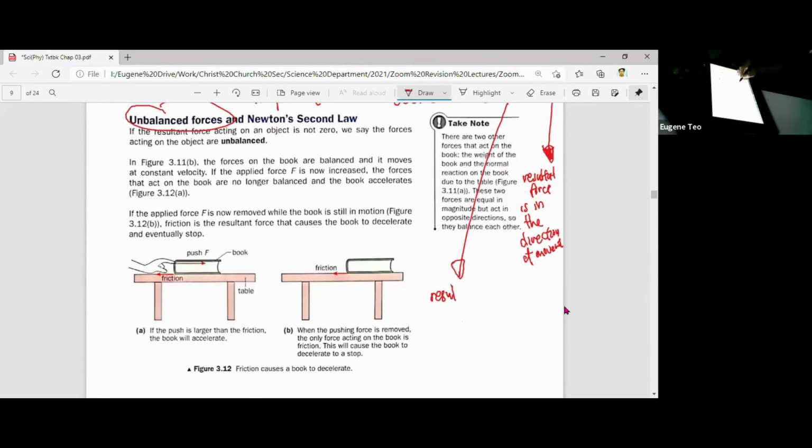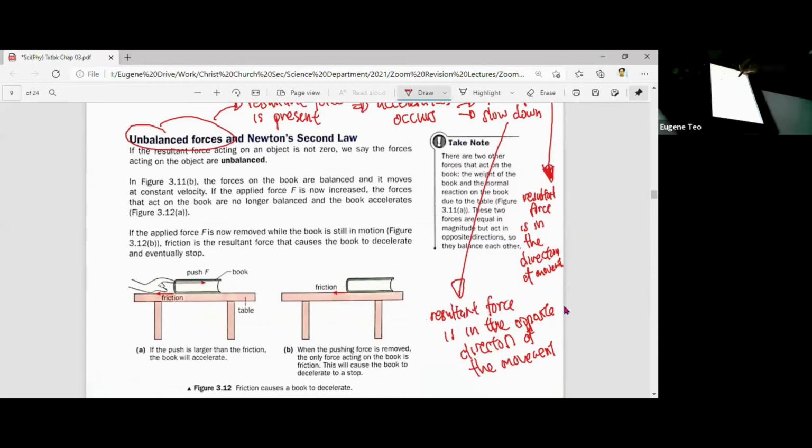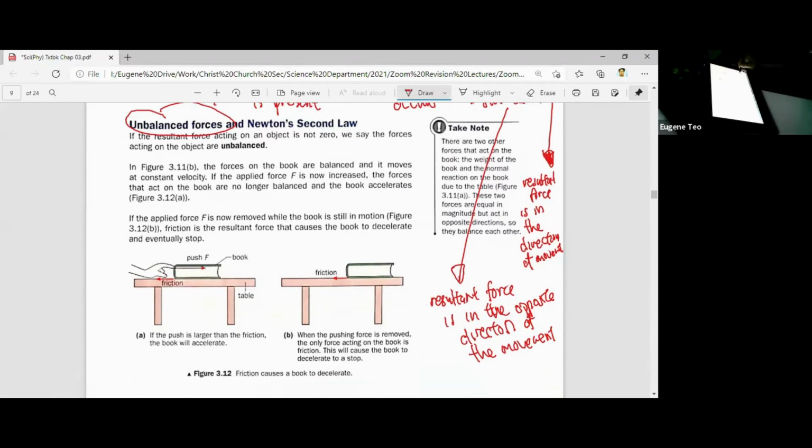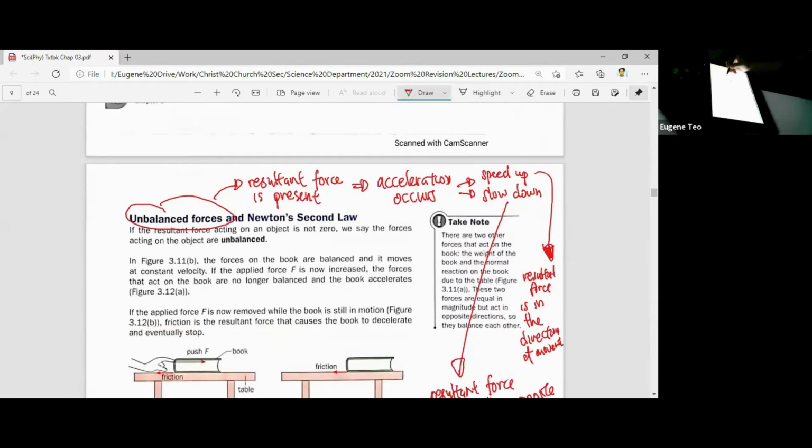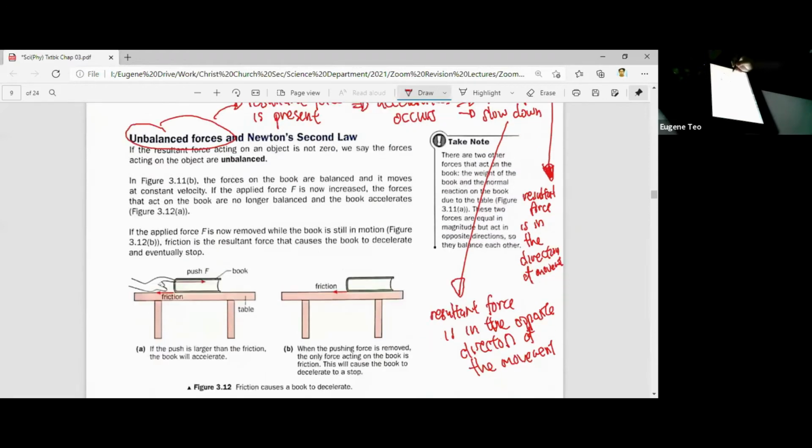When will it slow down? It's when the resultant force is in the opposite direction of the movement. Okay? So for example, when the object is moving towards the right, but my resultant force is towards the left, or a different direction, that's when the object will slow down. Okay, so this is the implication here. These are the effects that will take place when there's an unbalanced force.